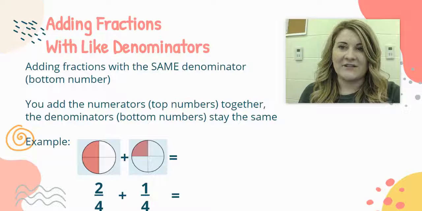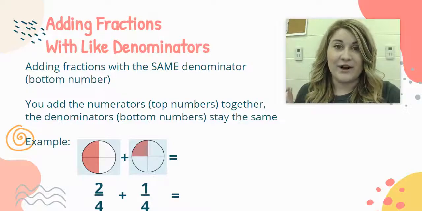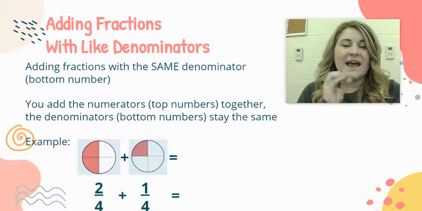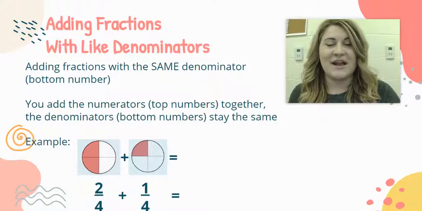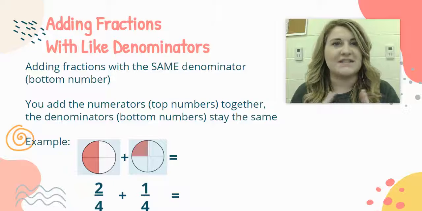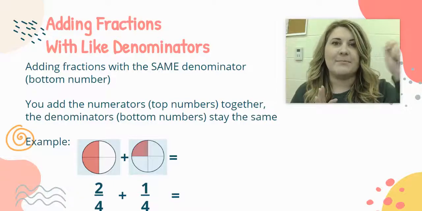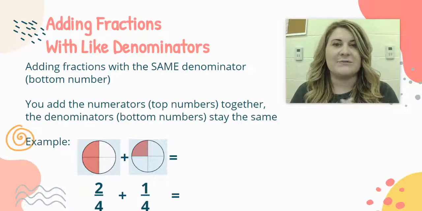Next, let's talk about adding fractions with like denominators. Remember, when you're adding fractions, the bottom number has to be the same, and the bottom number stays the same. It's not going to change. How we're splitting up the fraction is not changing. What's changing is how many pieces we're coloring in or how many pieces we're uncoloring.